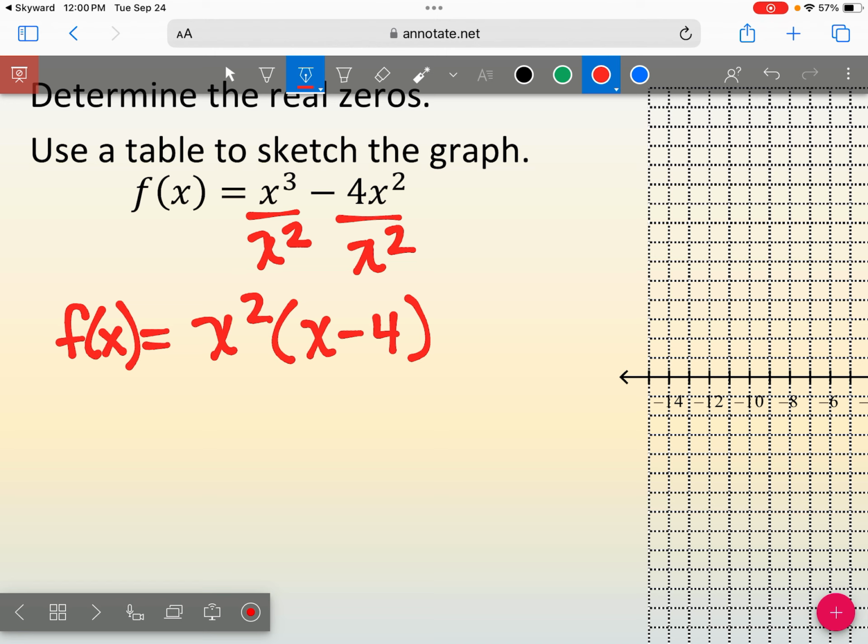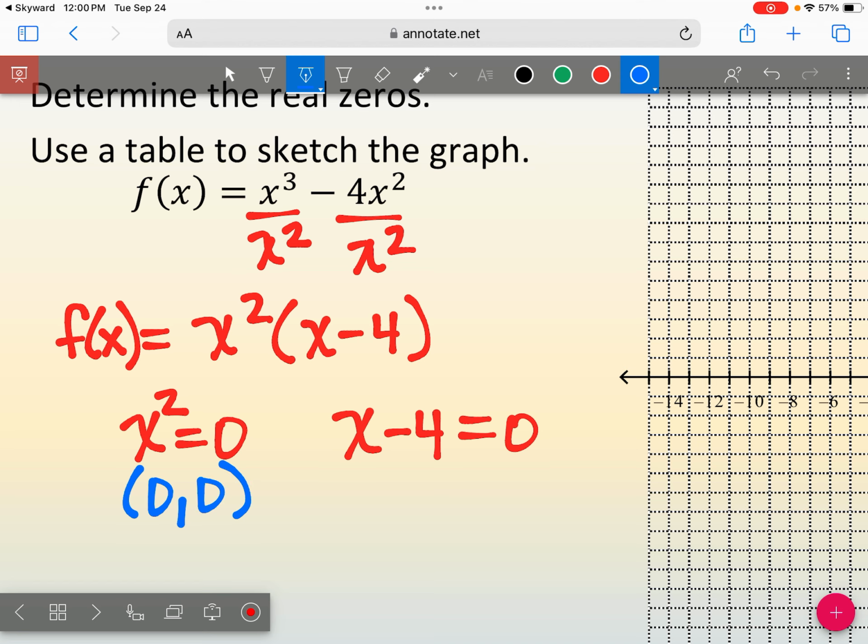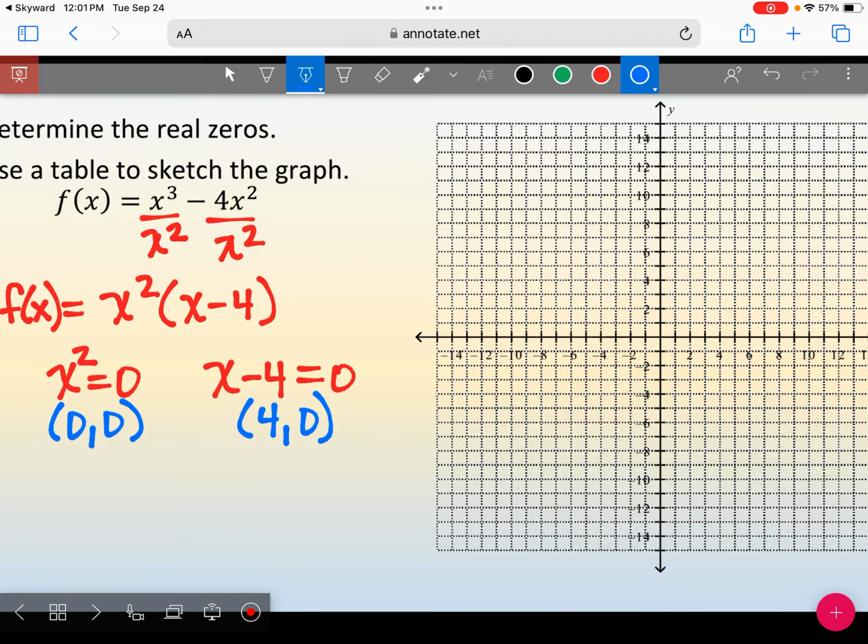So set both of those equal to 0. When you take the square root of 0 to solve the first one, the square root of 0 is 0. And add 4, you get 4, 0. So we only have 2 x-intercepts. Let's go ahead and add those on our x-axis.